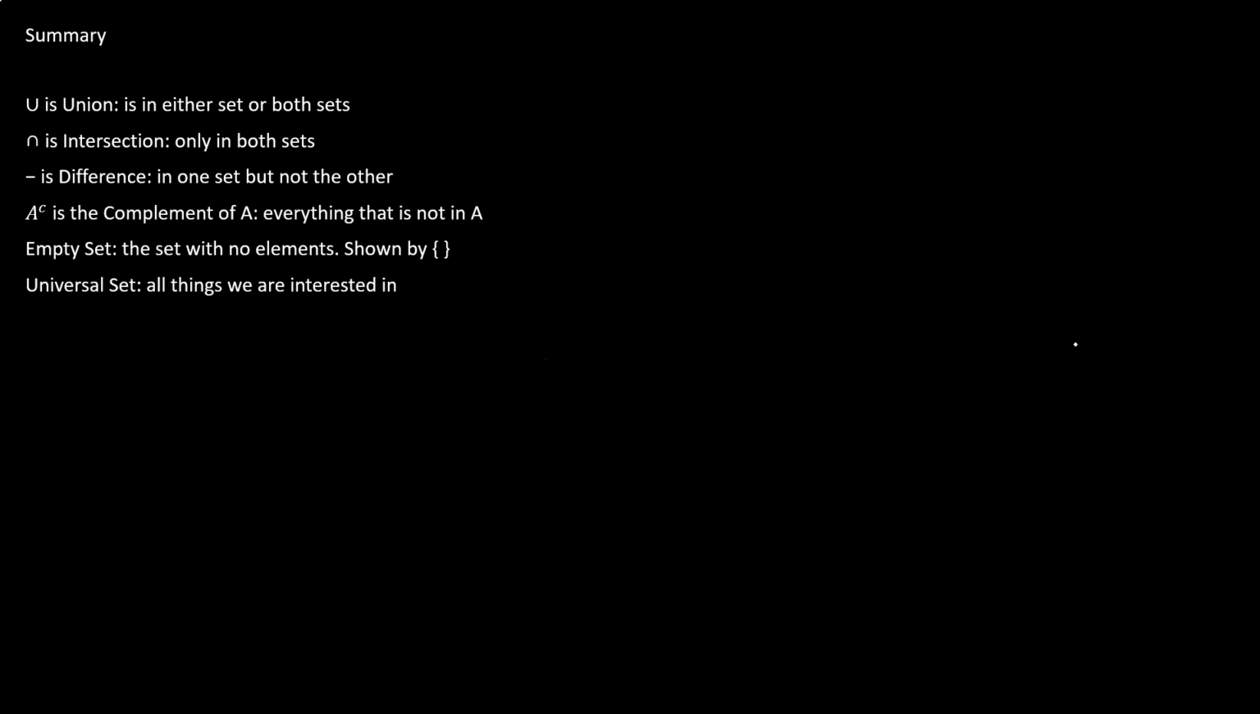So we know what a union is. That's represented between two sets with a U. That's the OR operation. We know what the intersection is. That's represented between two sets as like the upside down U. That's the stuff that's in both sets. The subtraction symbol is set difference. The little superscript C, or the overbar, means complement. We've talked about the empty set as well as the universal set.